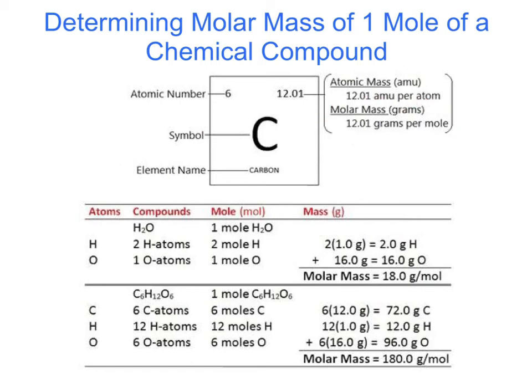So the atomic mass in AMUs is going to be equal to our molar mass in grams per mole. So the atomic mass is per atom. Now the molar mass is in grams per mole. So let's look at two simple compounds.